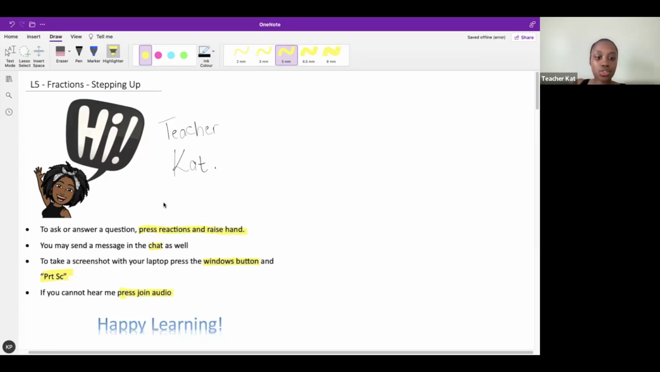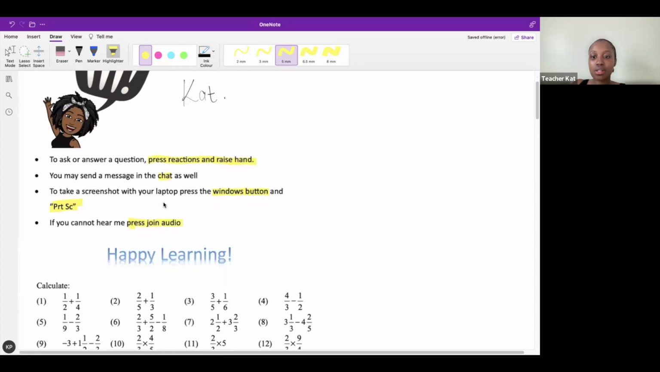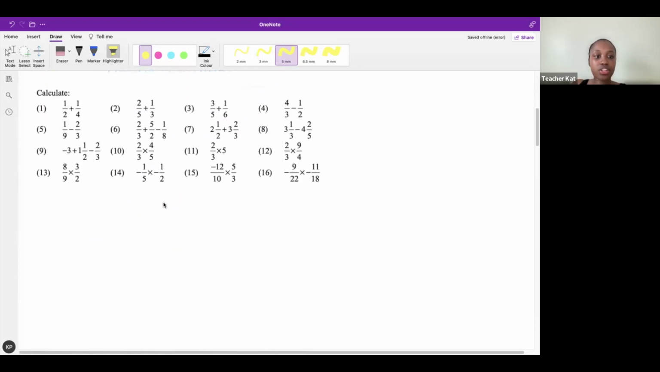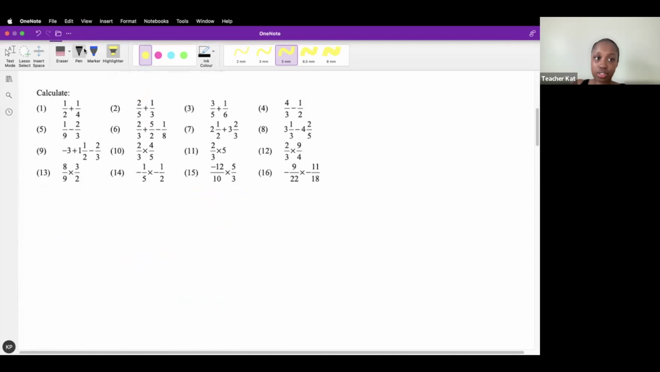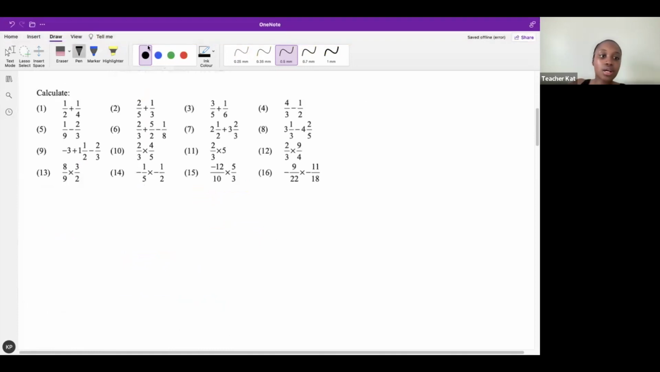Let us get started. We are going to start with calculations that involve fractions. Guys, tell me, when you are adding or subtracting fractions, what is the most important thing that we have to remember? Anyone? What is the first step when we are adding or subtracting fractions? We need to find something. What is that something called?